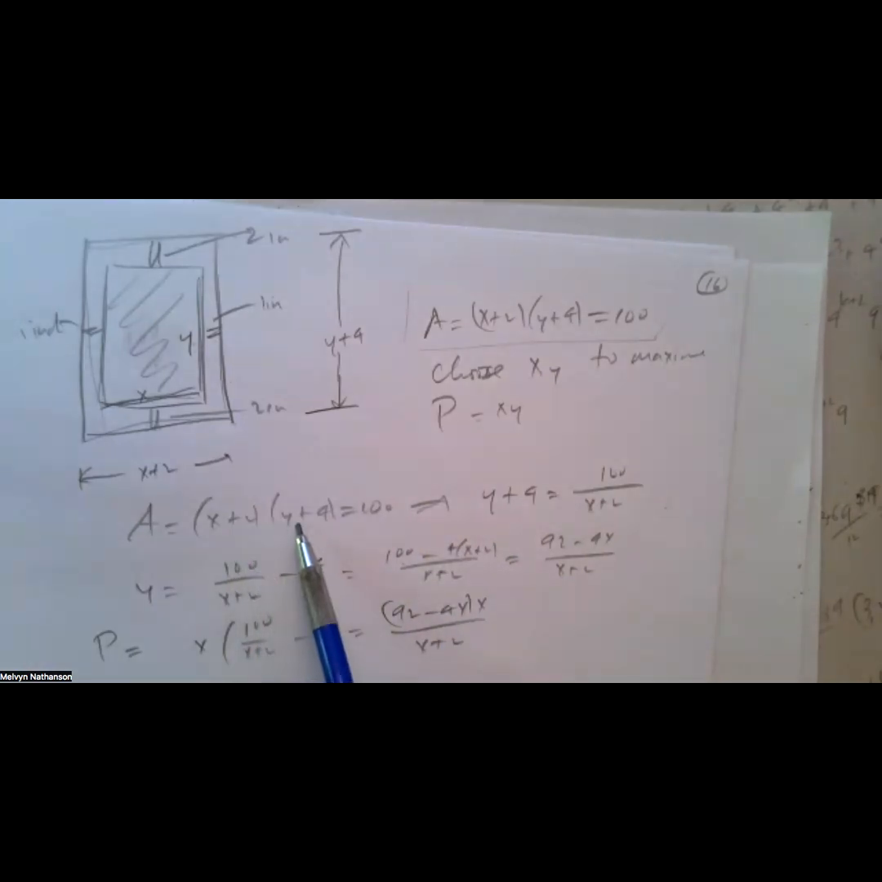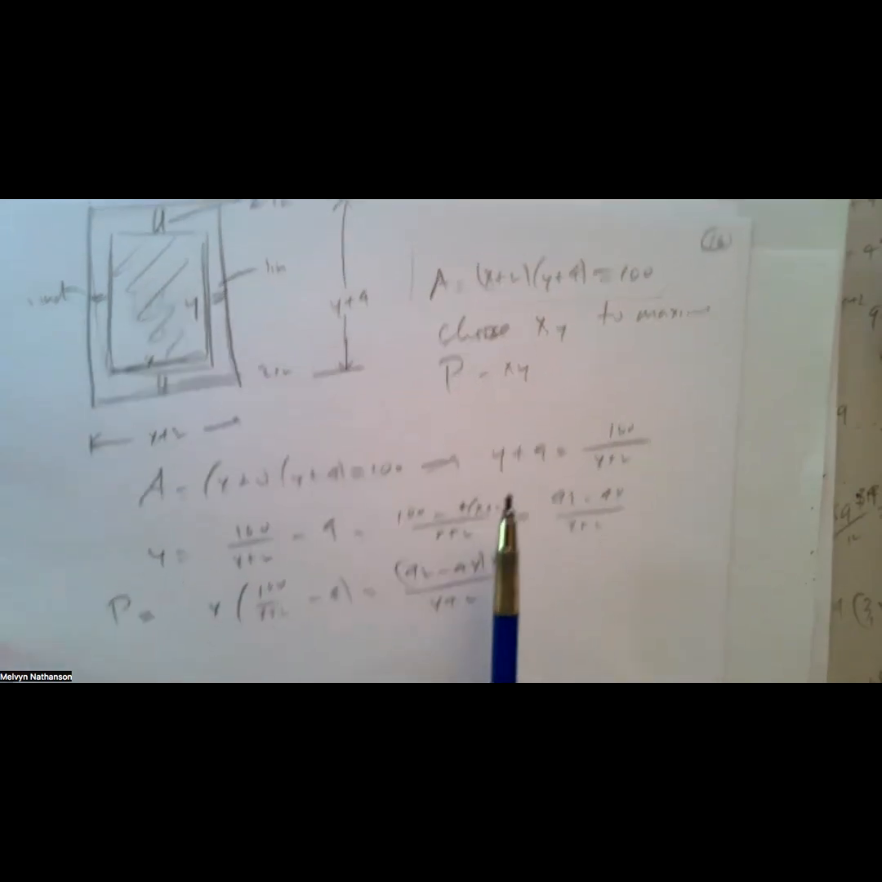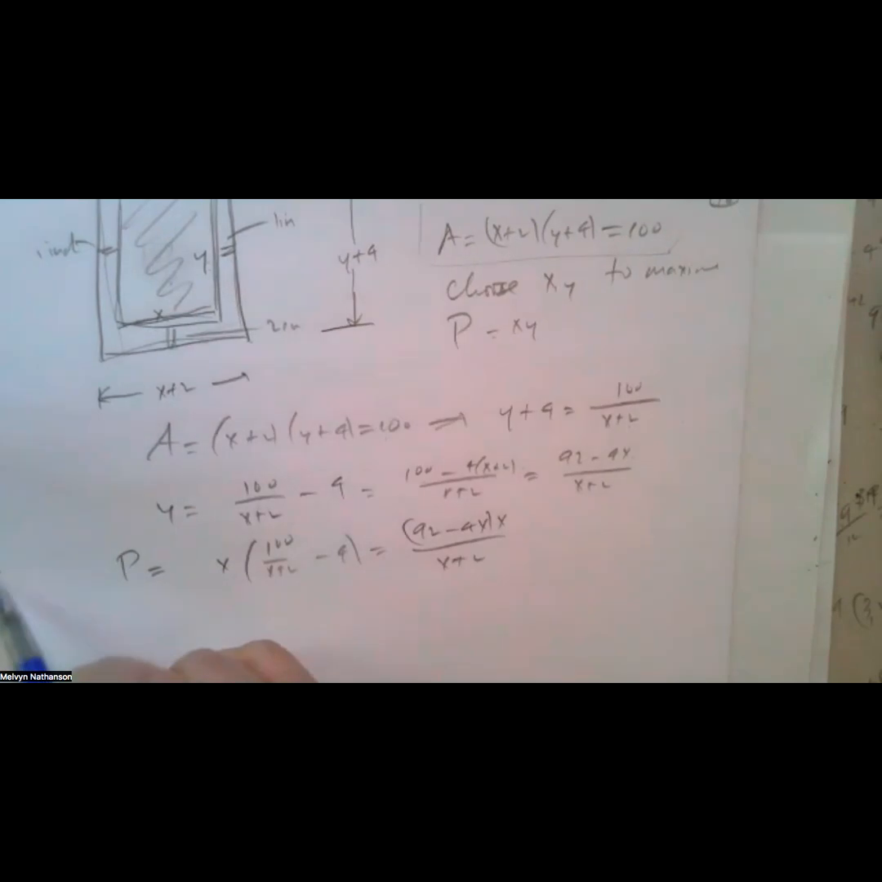And X plus 2 times Y plus 4, that's the area of the whole poster, that's 100. So Y plus 4 is 100 over X plus 2, or Y is 100 over X plus 2 minus 4, which is 100 minus 4X minus 8, or 92 minus 4X over X plus 2. So the printed area is X times Y, it's X times that. And I want to maximize that. So what value of X maximizes this?